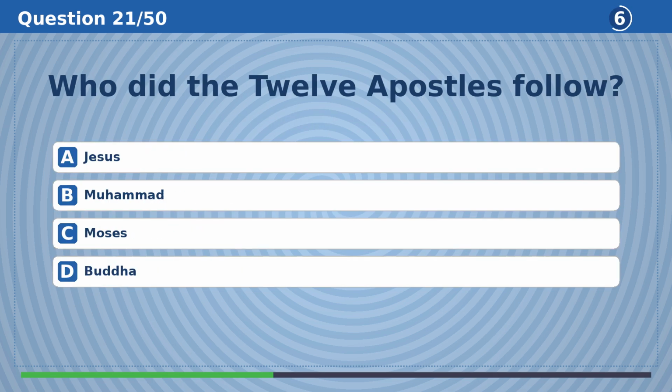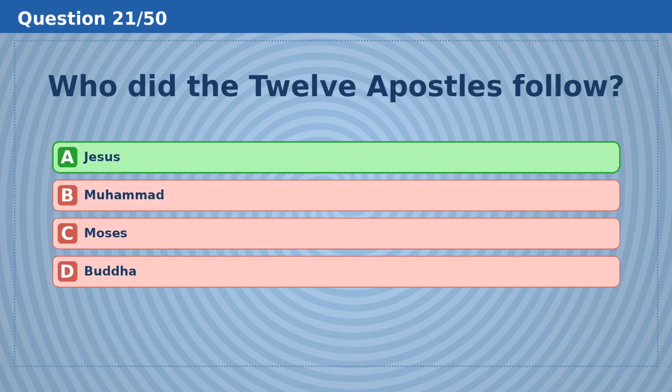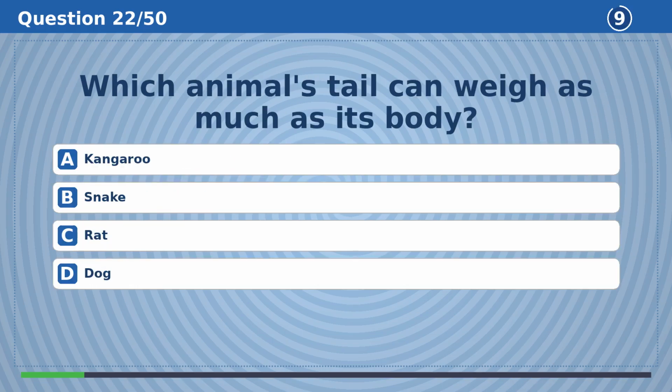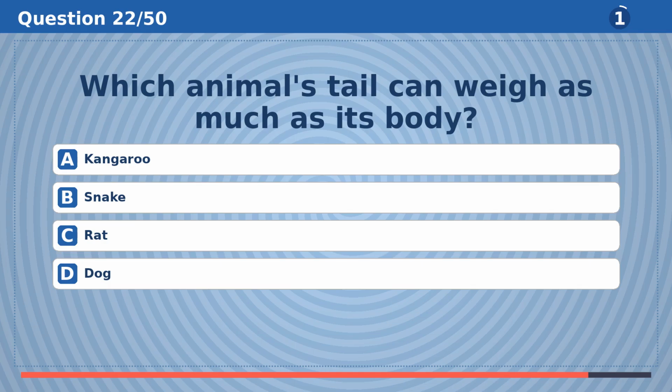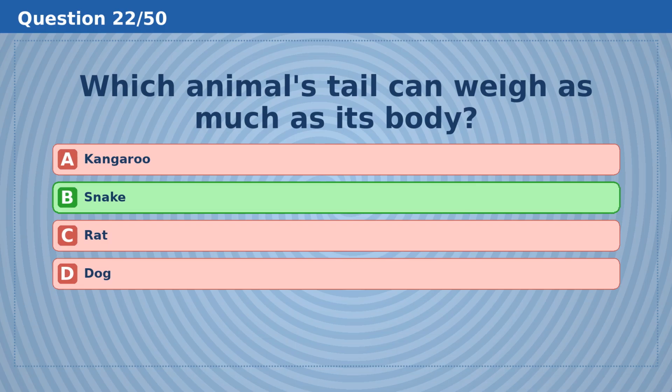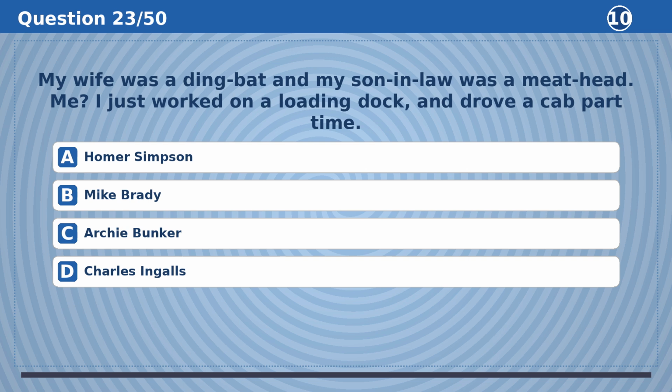Who did the 12 apostles follow? The answer is A, Jesus. Which animal's tail can weigh as much as its body? The answer is B, snake.